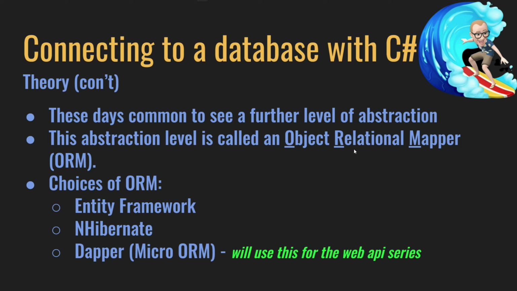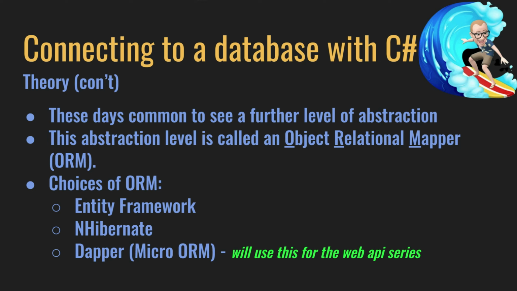So there are several object relational mappers available, and like I said, object relational mappers is a large subject and again could be its own series in its own right. So that's as far as I want to go with saying what they are and the theory of them.